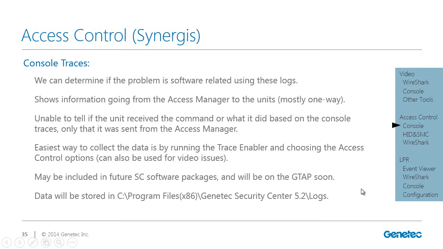Now, the data from the traces is collected into text files, which is stored in the C Program Files x86 Genetec Security Center 5.2 logs folder. So let's take a look at what the Trace Enabler looks like and what we'll need to do to configure it to run.